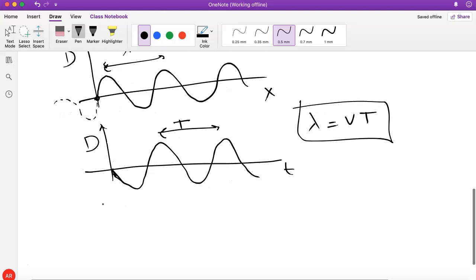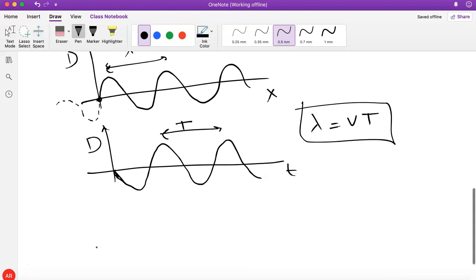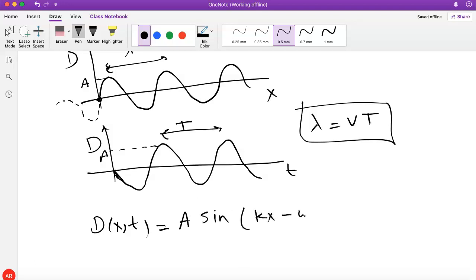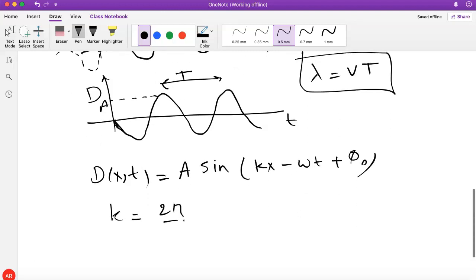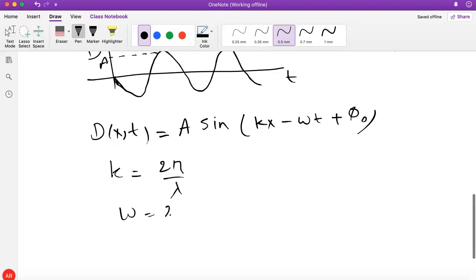So we talked about these. We derived the general equation for these sinusoidal waves. So we derived the equation d of x and t is some amplitude, which is the same, right? We would see the maximum displacement to be the same in both snapshot graphs and history graphs, and then that multiplies sine of kx minus omega t plus some phase constant, and k was 2 pi over lambda, omega was 2 pi over T.